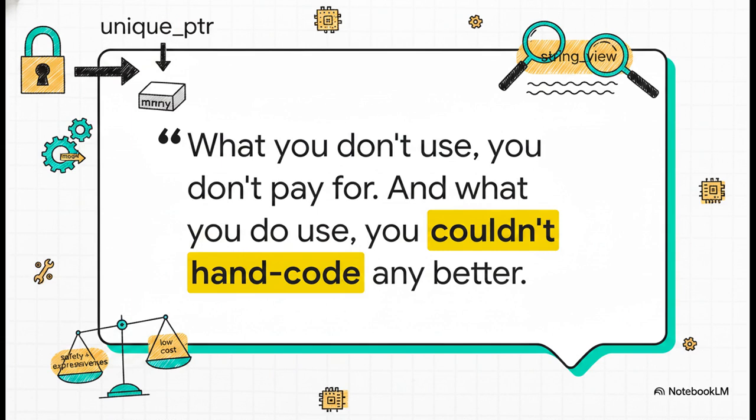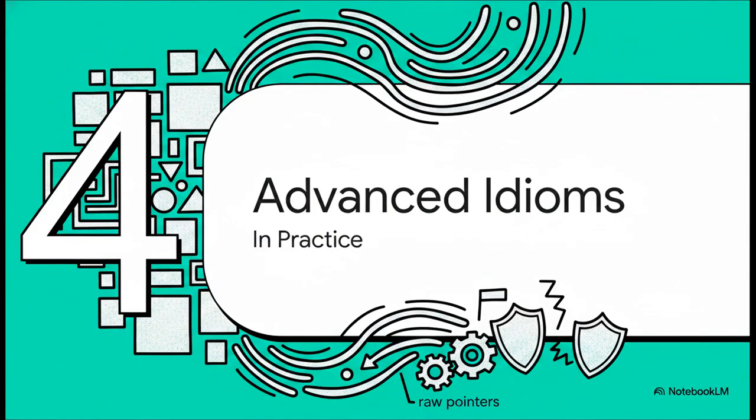And all of this, move semantics, unique_ptr, string_view, it all comes back to the core philosophy of C++. It's Bjarne Stroustrup's zero overhead principle. The idea is what you don't use, you don't pay for. And just as important, what you do use, you couldn't hand code any better. These aren't clunky, slow abstractions. They are precision tools that give you safety and power, often at a cost that's even better than what you could do by hand.